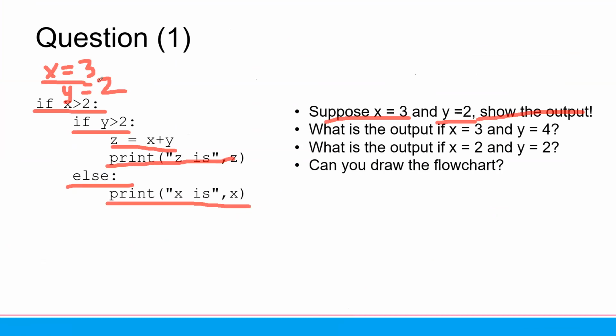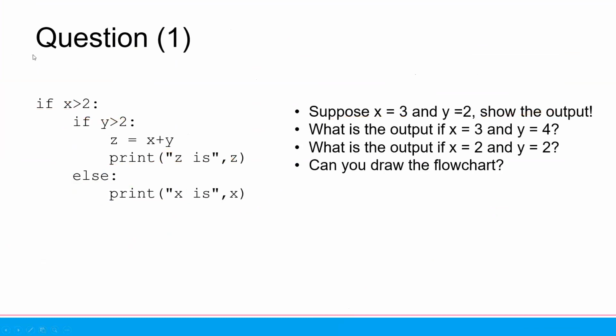Let's see, x equal to 3, then we will go to this statement. X is higher than 2? Yes. Okay. Now y equals to 2. Y is higher than 2? No. Then because it is false, we will go to this else. So we will print x is x. We will print x is 3. Okay.